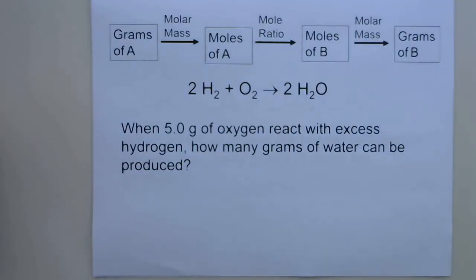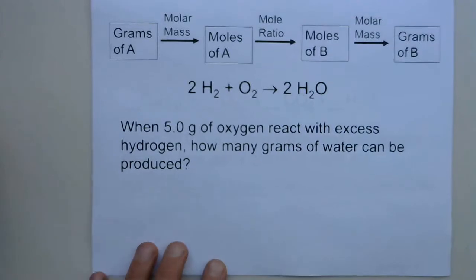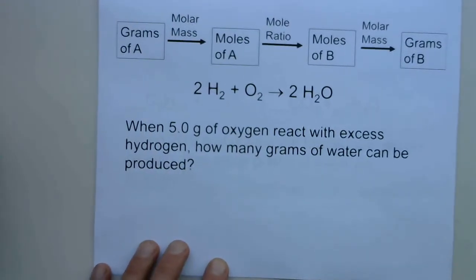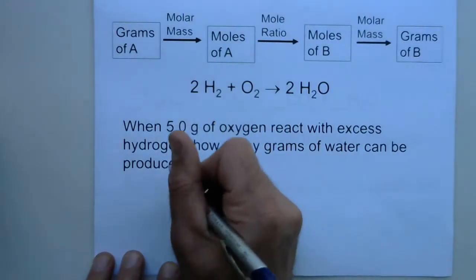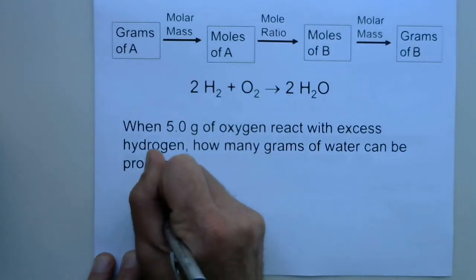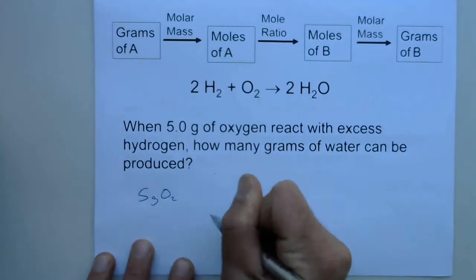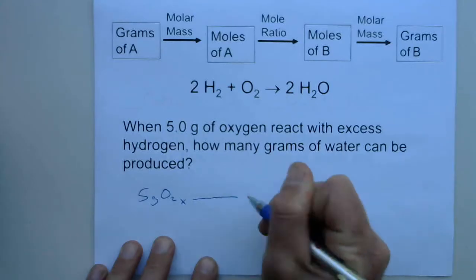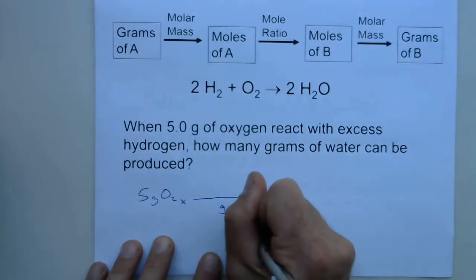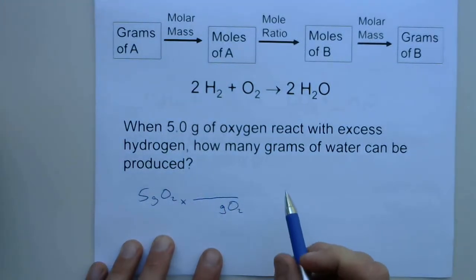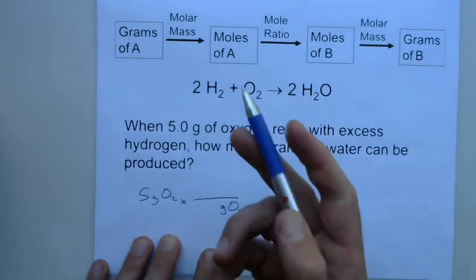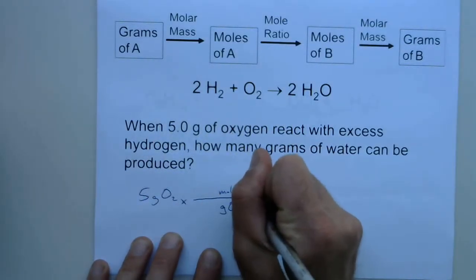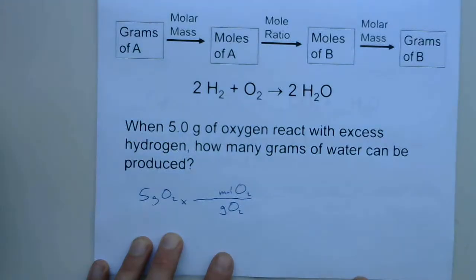Next example, so we've got another balanced equation, different one this time. It says when 5 grams of oxygen react with excess hydrogen, how many grams of water can be produced? All right, so in this one, what are we starting with? 5 grams of oxygen. So we know first step of the problem, we're going to have grams of oxygen on the bottom. We're trying to go from grams into moles, so we'll put moles of oxygen on the top.